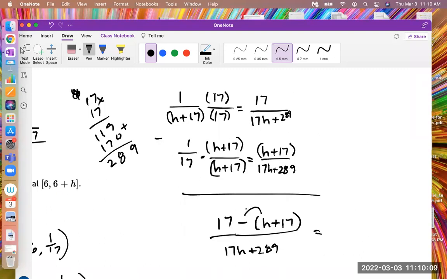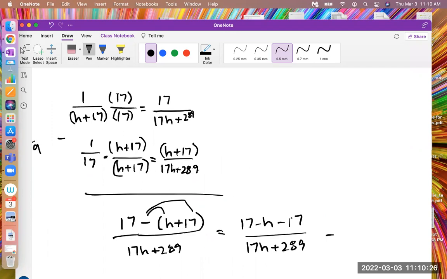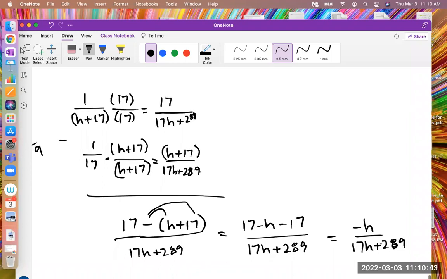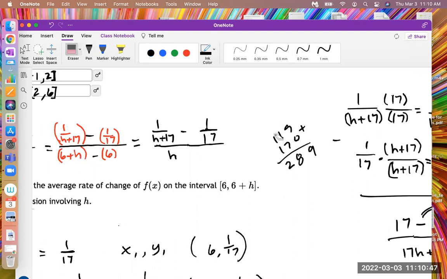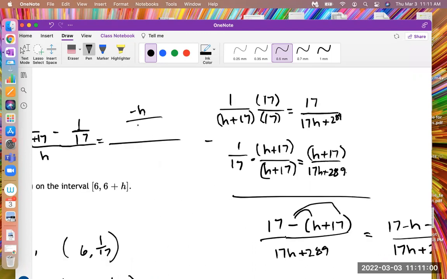I have to make sure and I have to distribute the negative sign. That's a common error that students make. So then the positive 17 minus 17, they cancel and I just get negative h in the numerator over 17h plus 289. But all of this was just in the numerator of our original problem, right? So I'm going to erase this, and I now subtracted the fractions. The answer to that is the negative h over 17h plus 289, and all of this is over h.